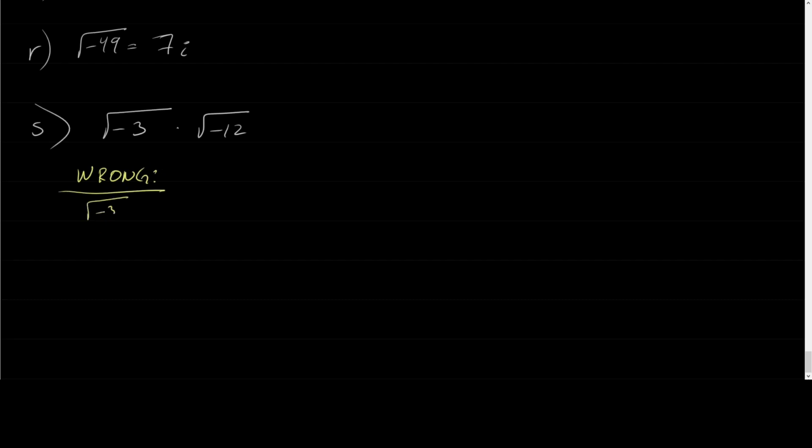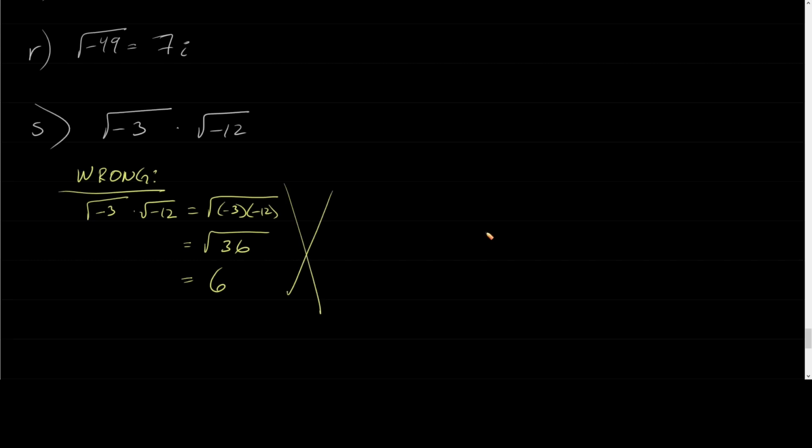I've got the square root of negative 3 times the square root of negative 12 is equal to the square root of negative 3 times negative 12. So that's the square root of, well, negative 3 times negative 12. Negative times a negative is a positive. 3 times 12 is 36. So therefore it's 6. That is wrong. And it's a very simple thing to miss as to where the mistake is. In fact, the very mistake happened from here to here. That's where the mistake happened.